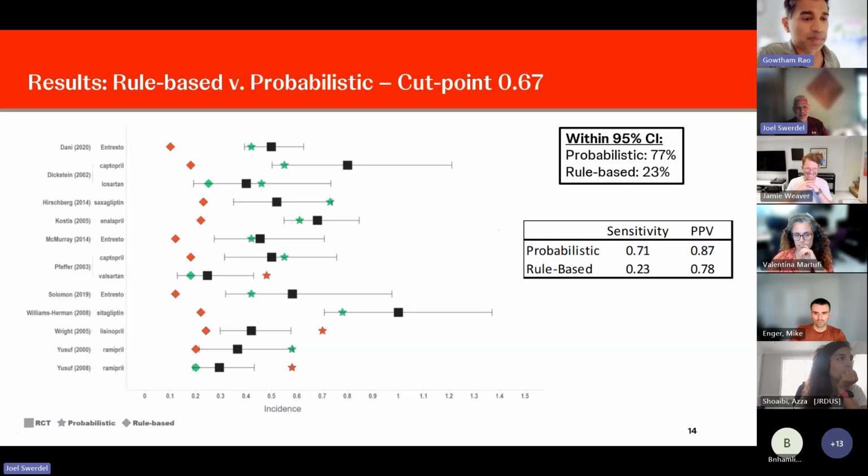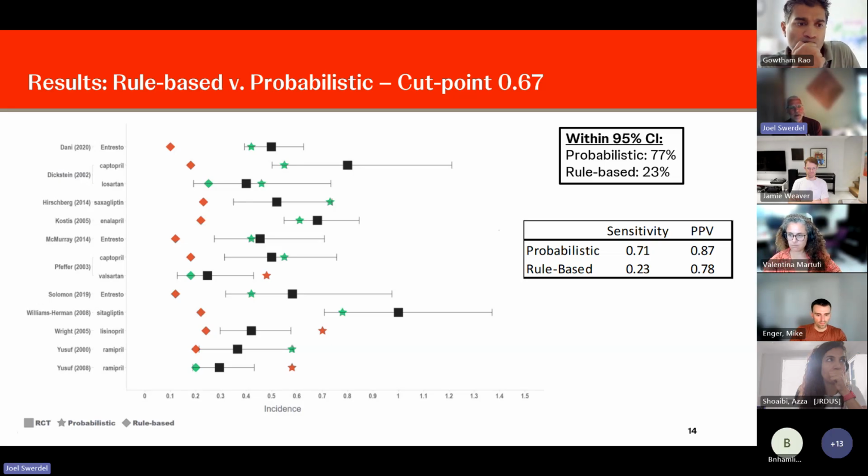So we did look at the sensitivity and the positive predictive value for each of the probabilistic and the rule-based. The probabilistic phenotype had significantly higher sensitivity and somewhat higher positive predictive value compared to the rule-based phenotypes. One thing I want to say, this was a particular cut point. Just to make the data a little simpler, this was for the 0.67 cut point. So anybody who had a probability of 0.67 or above was considered a case. Anybody below 0.67 was considered not a case.